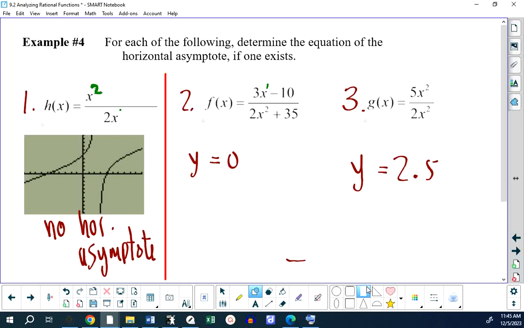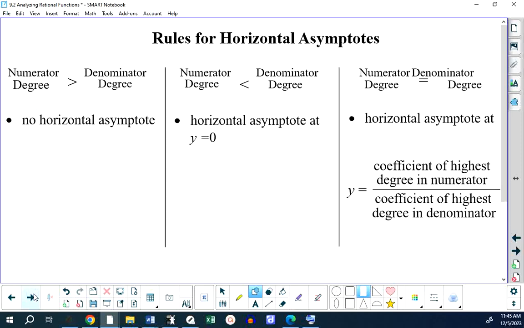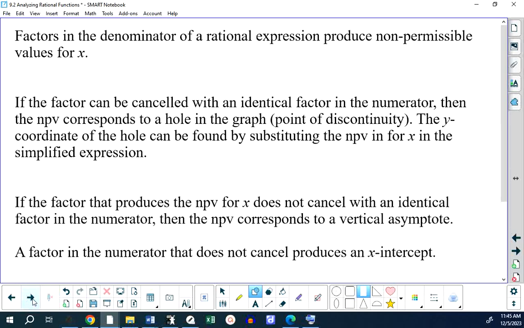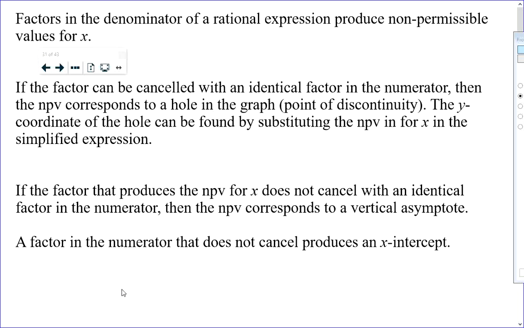Bigger degree on the top, the thing just keeps going up. Smaller degree on the top, it's going to come to 0. Equal degrees, divide the coefficients. So between that and these ideas, that's how you analyze rational functions.